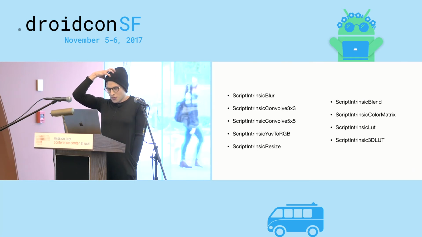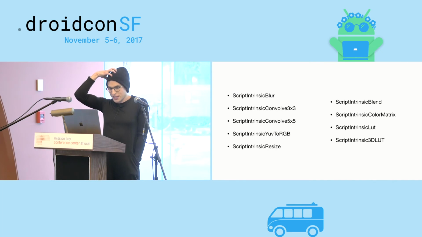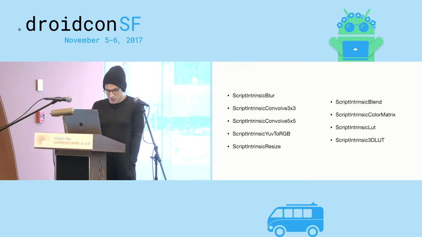Blur, 3x3, 5x5 convolution, which you could use for edge detection, or sharpen maybe. The YUV to RGB conversion is pretty incredible. It lets you get camera frames. Renderscripts can get frames directly from the camera in a particular YUV format. You can convert them to RGB and edit them right away. That's what's happening in the app.